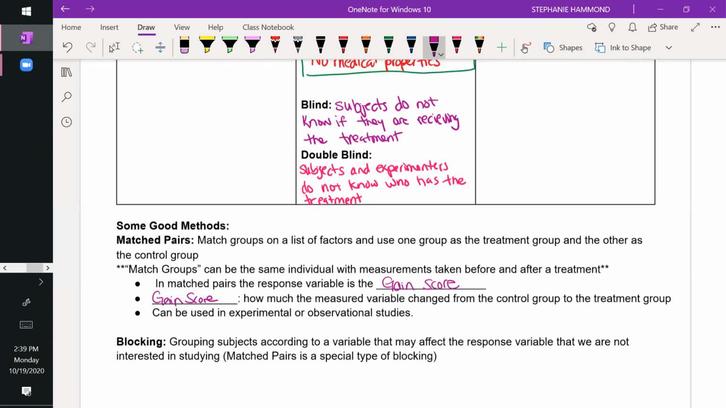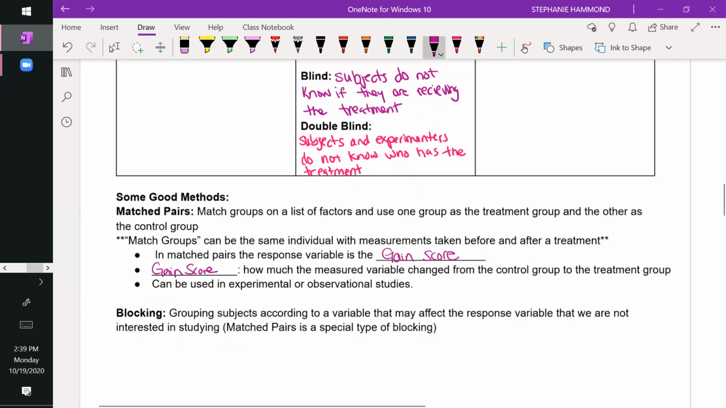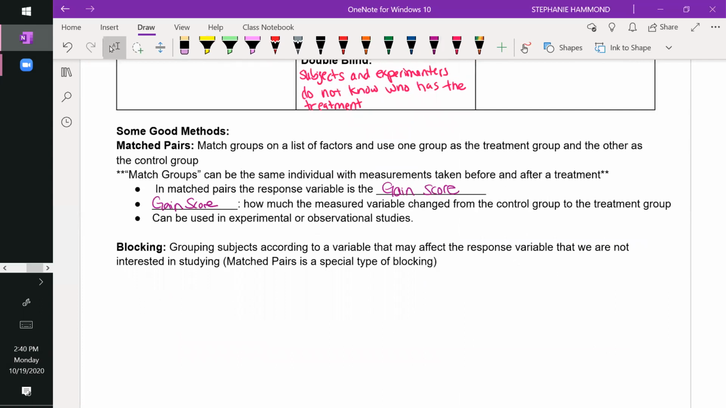Matched pairs is also one of many different kinds of blocking. So blocking is just grouping subjects according to a variable that may affect a response variable that we are not interested in studying. So again, if we're going to study weight loss for a certain weight supplement, we know that men and women already lose weight in different ways, and different supplements have different effects on men and on women. So in that type of a study, it might be smart to block your groups by gender before assigning them into treatment and control groups so that we don't have too much variation within those sets.